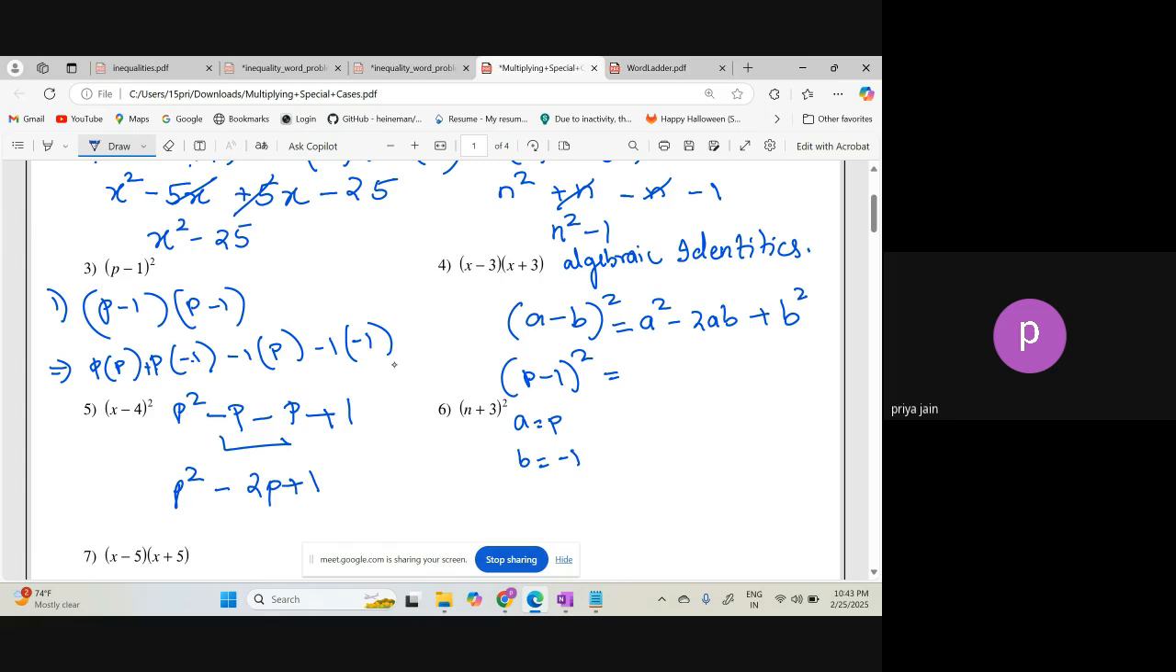You don't take into account the negative 1 because you've already taken that in your formula. So wherever you have a, you substitute that with p, and wherever you have b, you substitute that with 1. You have p squared minus 2p. The 1 you can leave out because it's being multiplied, plus 1 squared, which is 1.